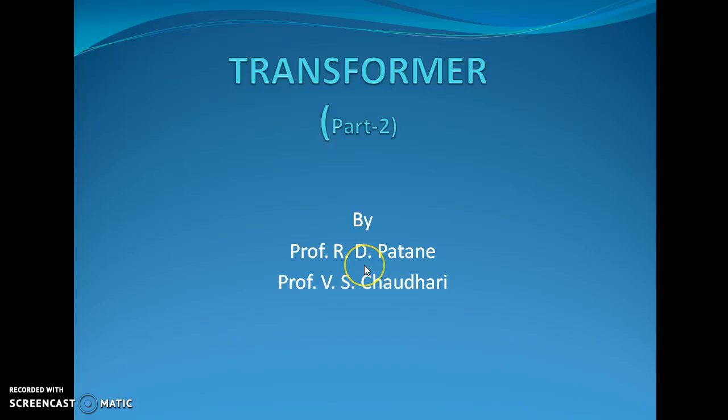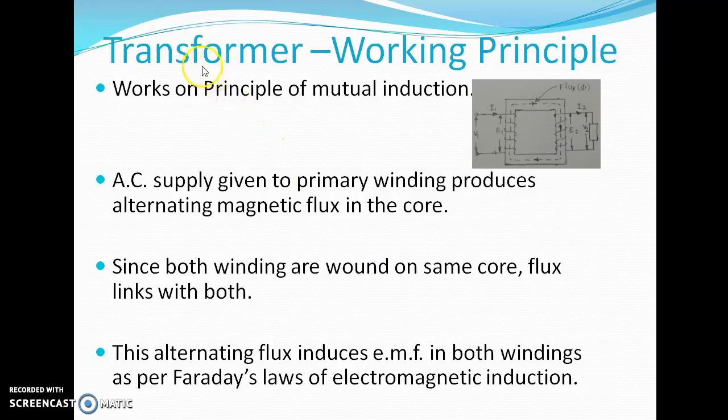In this spoken tutorial we will see the working principle and the working of the transformer. So on what principle does the transformer work? In one sentence we can say that the transformer works on the principle of mutual induction. And how does it give the output voltage when input voltage is given to the primary winding?